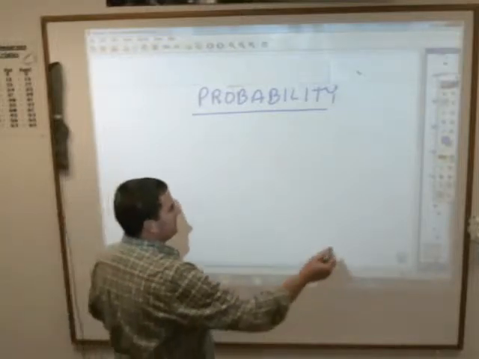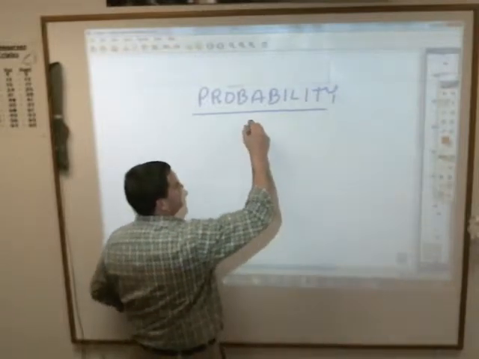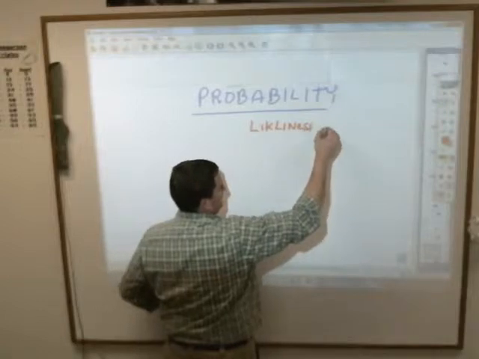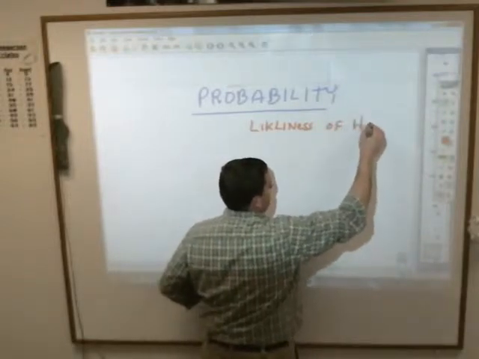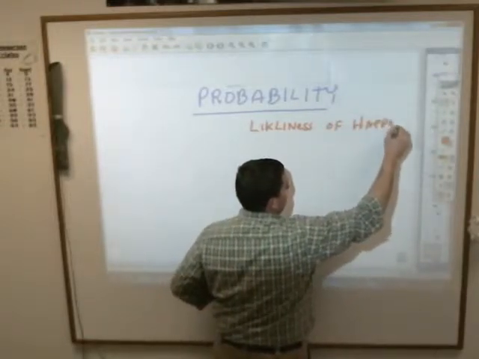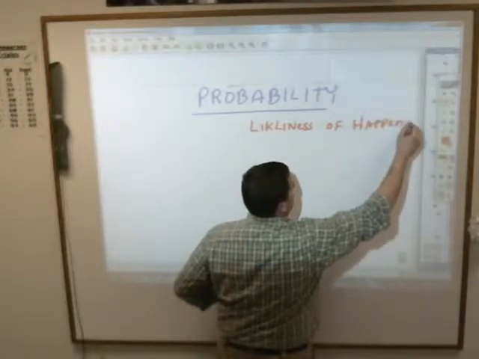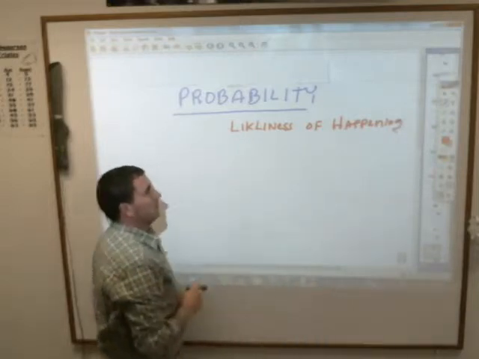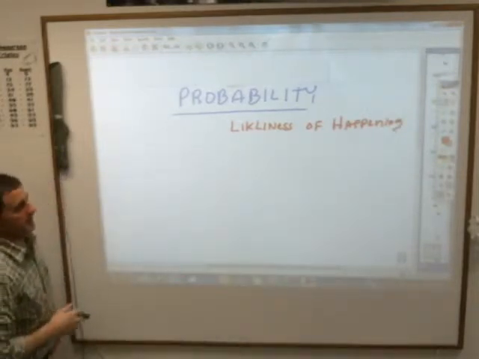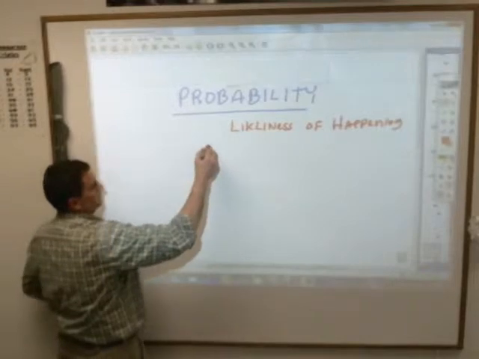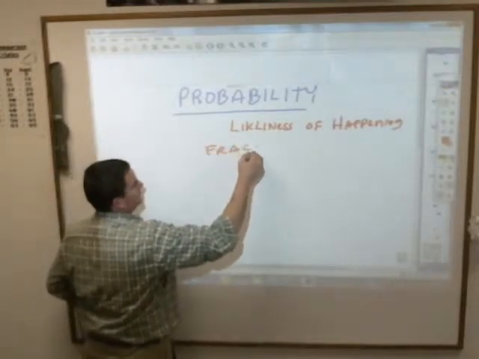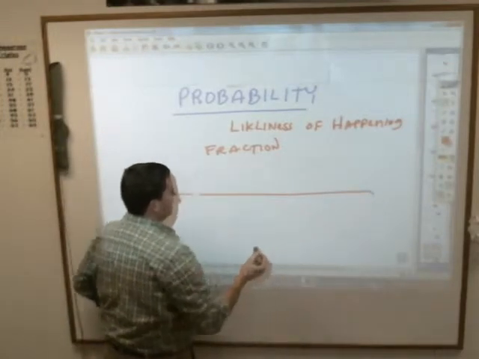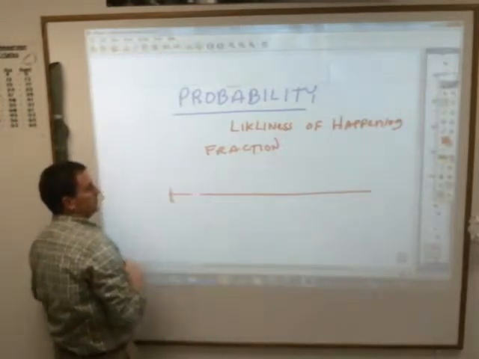Probability, if you're defining it, is basically the likeliness something is going to happen. And generally, we state probability in the form of a fraction. And it kind of looks a little like this. Here's our probability line.